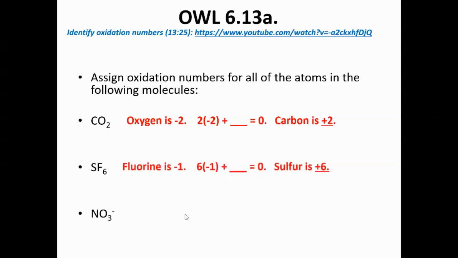What about SF6? Well, fluorine is always -1, and there are 6 of them. 6 times -1 is -6, therefore sulfur must be +6. What about the nitrate ion? This one has a residual charge. Oxygen being always -2 and the residual charge being -1 means nitrogen has to have an oxidation number of +5.